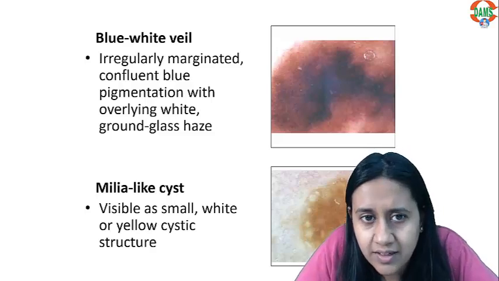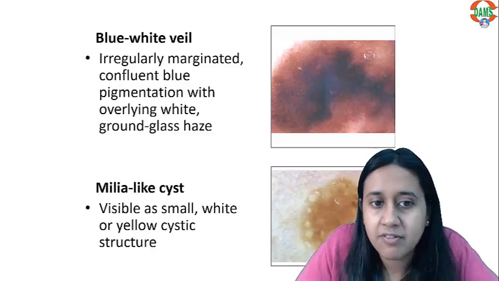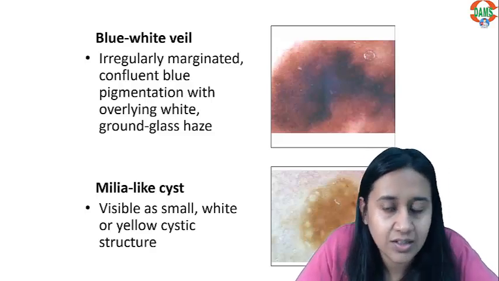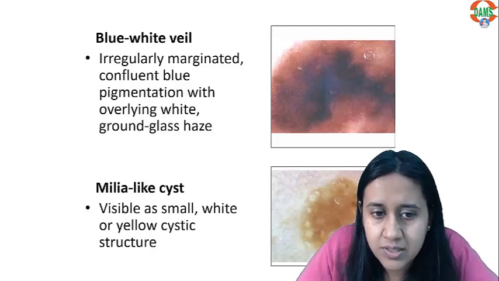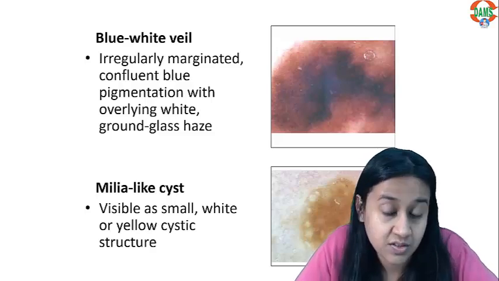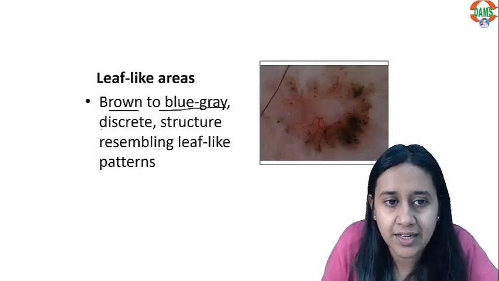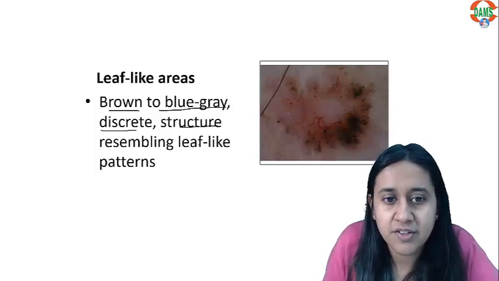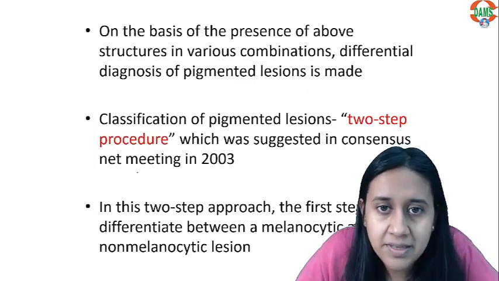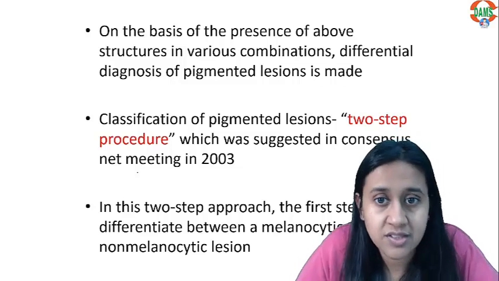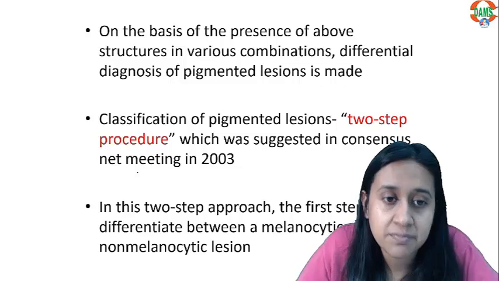Blue-white veil is an irregularly marginated confluent blue pigment with an overlying white ground glass haze. Then you have milia-like cysts, which are visible as small white-yellow cystic structures. Leaf-like areas are brown to blue-gray discrete structures which resemble a leaf-like pattern. On the basis of the presence of the above structures in various combinations, the differential diagnosis of the pigmented lesion is made.